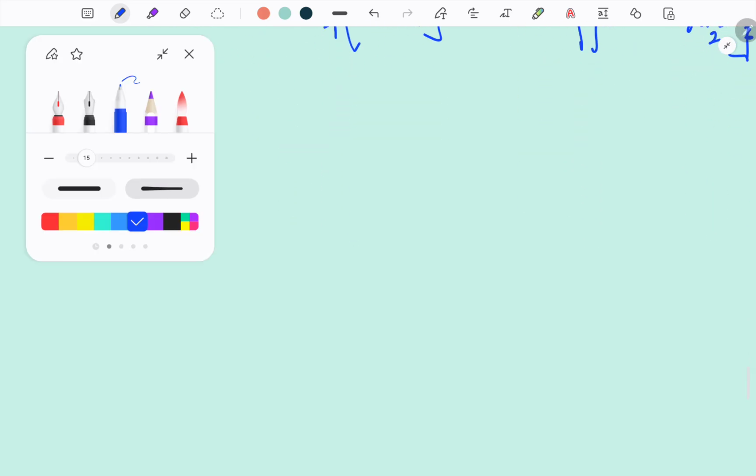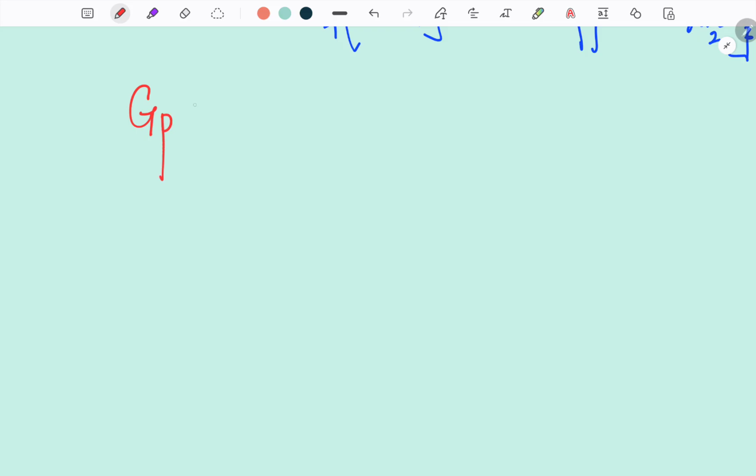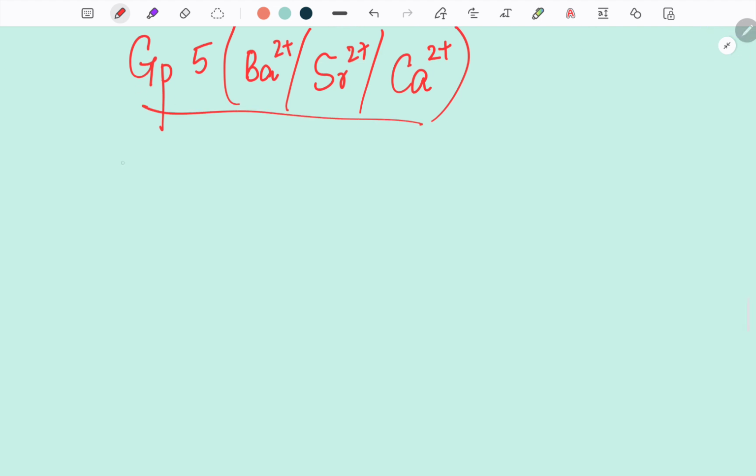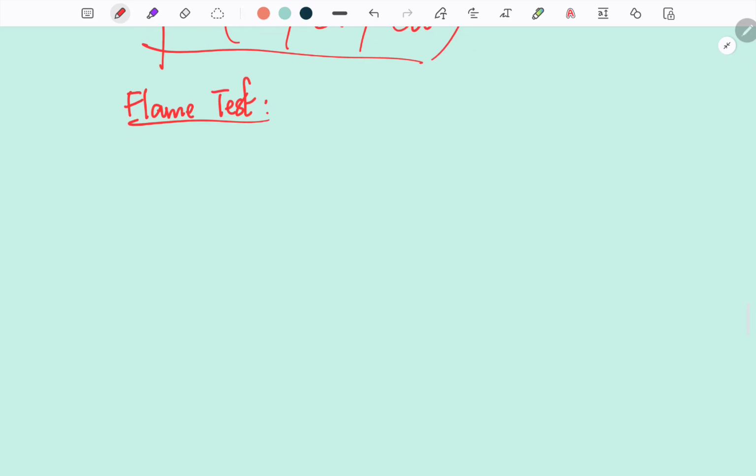Next we have group 5. Now for group 5 we have the cations barium, strontium and calcium. Now, very important, you need to first understand the flame test. What are the colors imparted to the flame? Now, I explained the procedure to do the flame test. Now, once you are conducting the flame test, you would observe a characteristic color imparted to the flame if the cation is a group 5 cation.